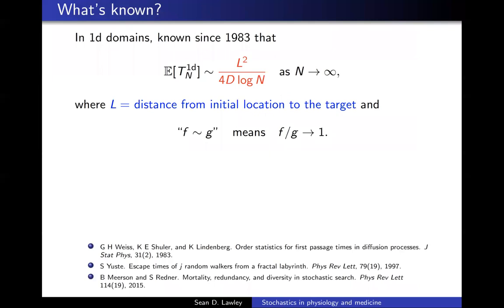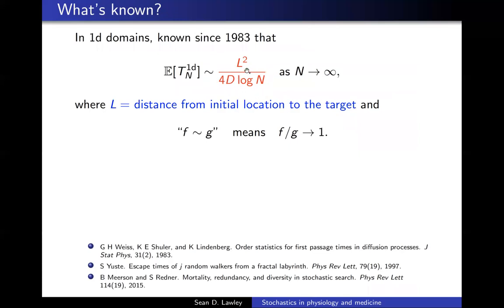What's known about these fastest first passage times? There's a really nice paper in 1983 by Weiss, Schuler, and Lindenberg, where they look at this problem in one-dimensional domains, and they come up with this formula here. The expected value of the fastest first passage time in a one-dimensional domain has this large n behavior. We'll see this formula a lot in coming slides.